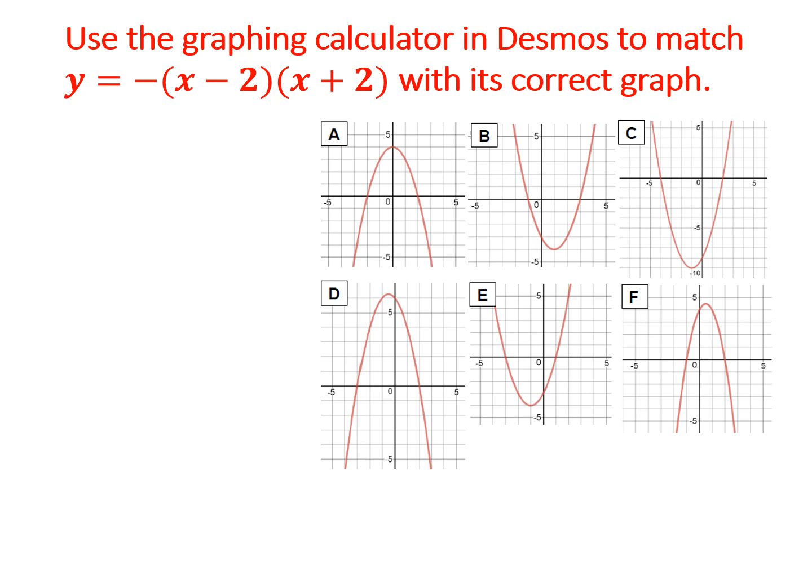Again, using the graphing calculator in Desmos or your own, please type this in. Please notice out in front, that is a negative sign. You may not use the minus sign. If you're using your graphing calculator, you have to use the negative. Desmos will take it as a negative. Look at this graph and see which of the six graphs are correct.